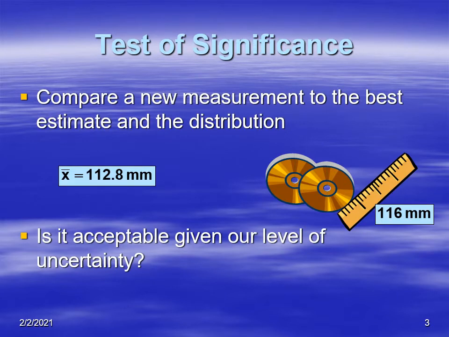We're going to look at a case where we measured CDs and we have an estimate of their size. The best estimate after we made several measurements is 112.8 millimeters. That's our average. And we measure another CD and we come up with an actual measurement of 116 millimeters. So given that we have an average of 112.8, and we measured another one that's 116 millimeters, is that measurement acceptable?